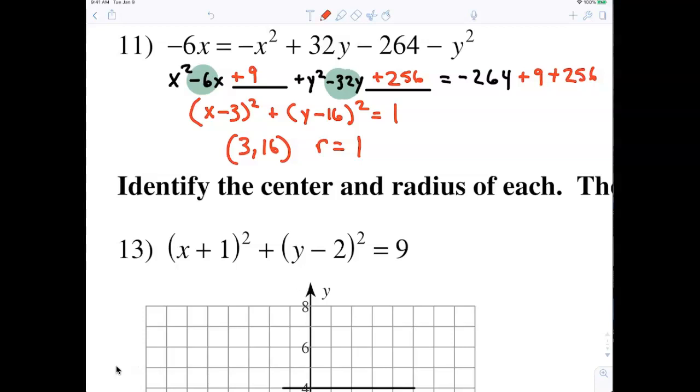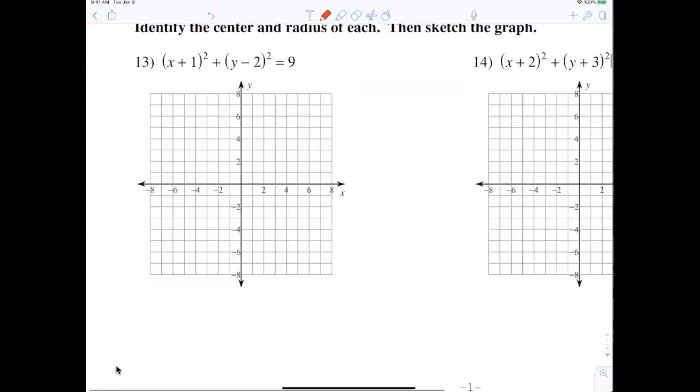That's not bad. All right, you need to understand that, though. Now, it's just a matter of let's practice graphing, okay?